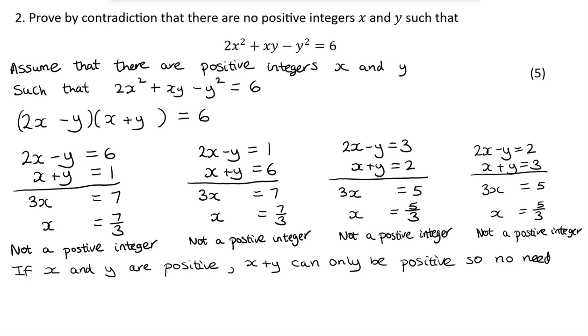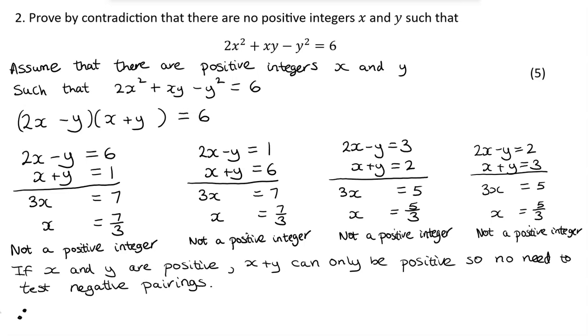So no, I've done it again with spelling. I've spelled positive wrong throughout here. It's me talking and writing at the same time. So x plus y can only be positive, so no need to test negative pairings. I'd hope that you listen to me for maths advice, but not for spelling advice.